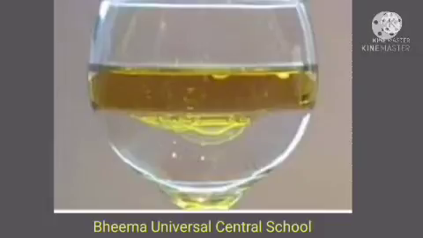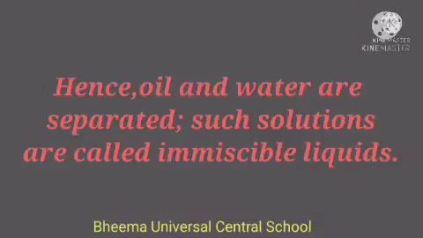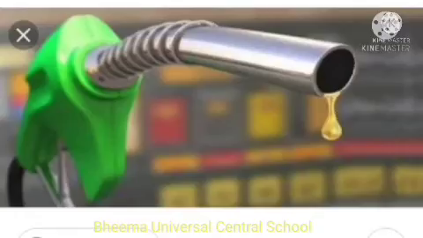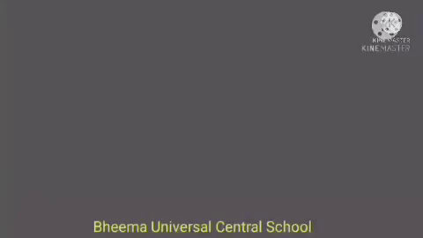If we try to mix a spoon of oil in a glass of water, they will not mix. The oil will float on the surface. Hence, oil and water are separated. Such liquids are called immiscible liquids. Tell me examples of immiscible liquids. Very good. Oil and water, kerosene, petrol and diesel.